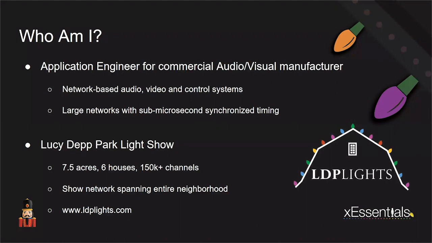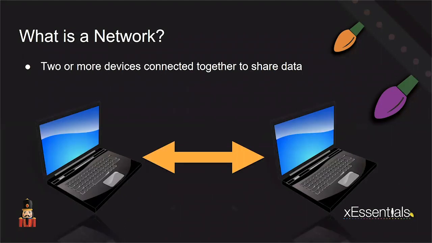So diving in. So what is a network? So boiling it down to basics, a network is just 2 devices or more connected together to share data. So the phone system, the public switch phone system is a network. Your home Wi-Fi is a network. The internet is a series of multiple networks all tied together.